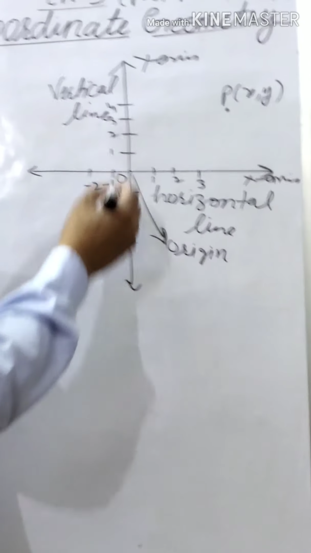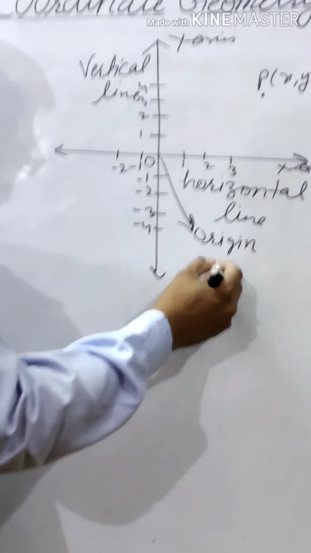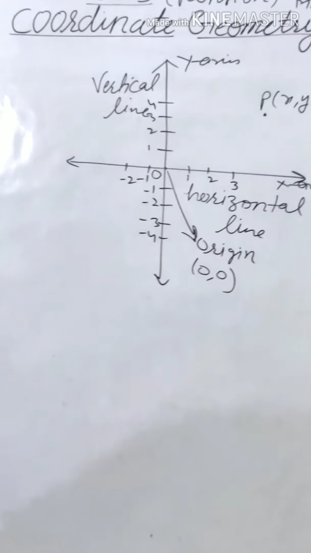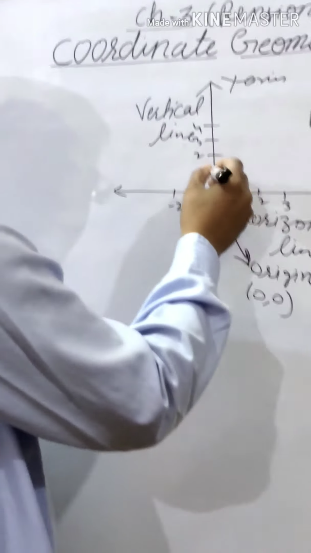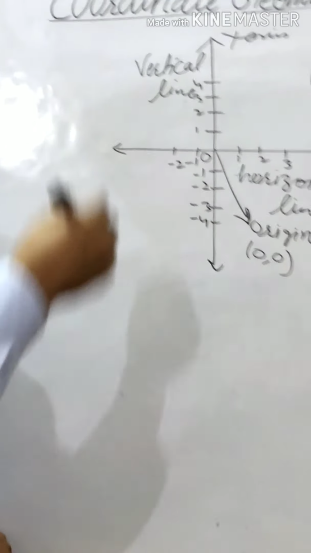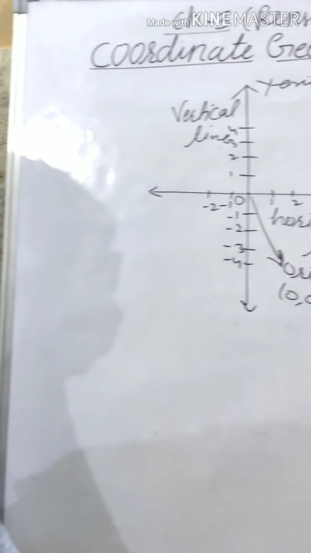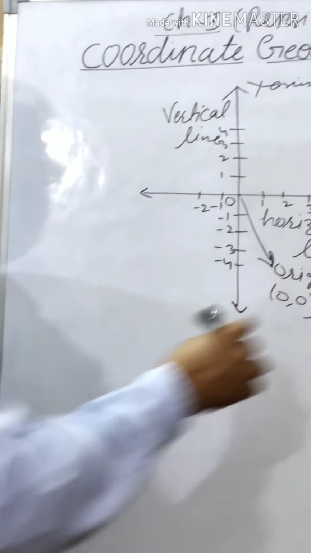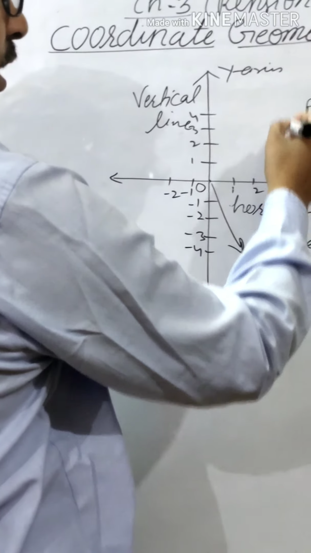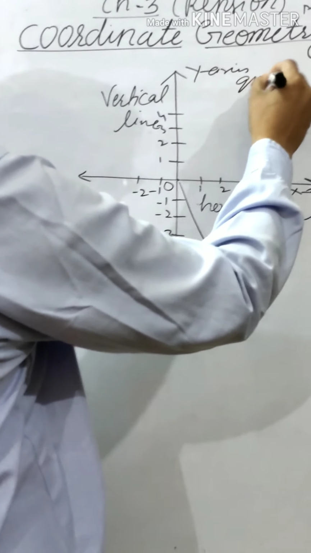And you know the coordinates of this origin also. You see, 0, 0 you can say. Clear? And the x-axis and y-axis are perpendicular to each other and they divide the whole plane into 4 parts. Each part is known as quadrant.